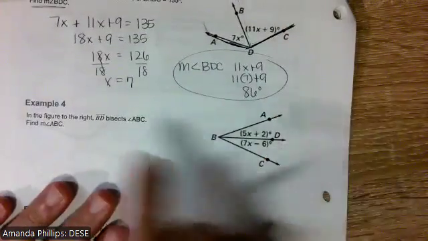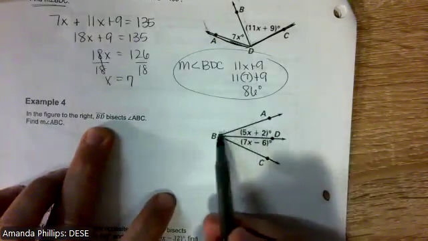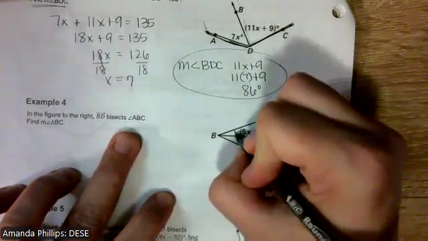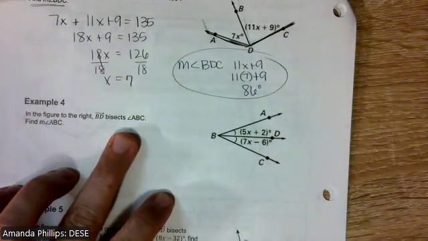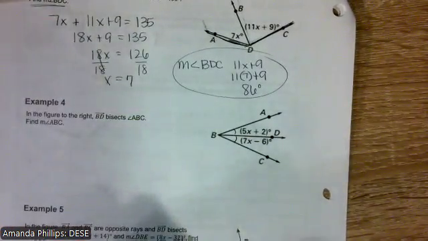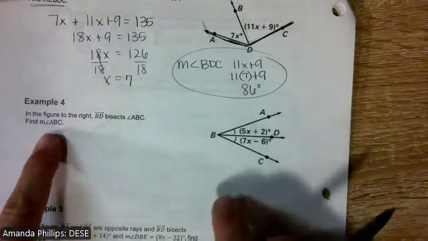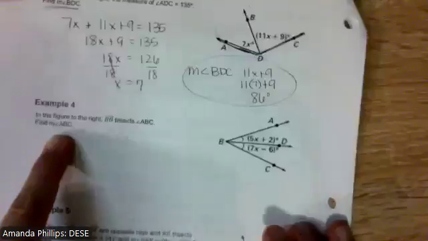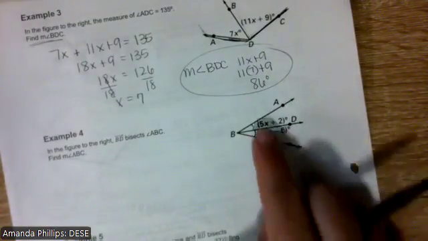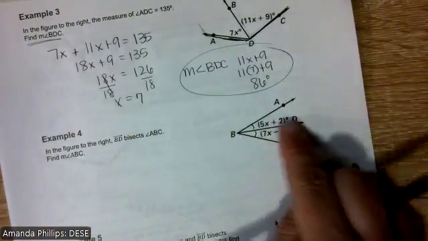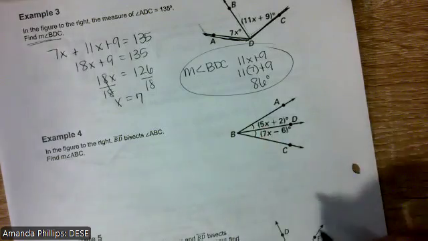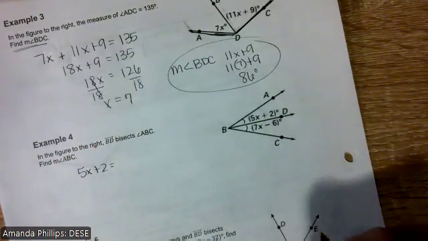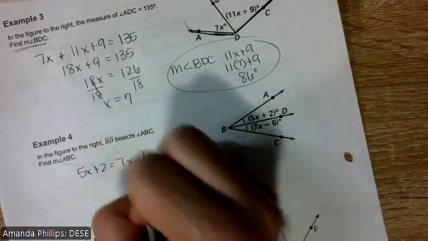Example 4. In the figure, ray BD bisects ABC. So now that I know those two are congruent, put your little arc marks in there. Okay. And then we need to find the measure of angle ABC. We need to find the total measure of the big angle. Well, what do we know now that we know that this is the bisector? We know that these two are equal. They are congruent. So I know that 5x plus 2 is equal to 7x minus 6.